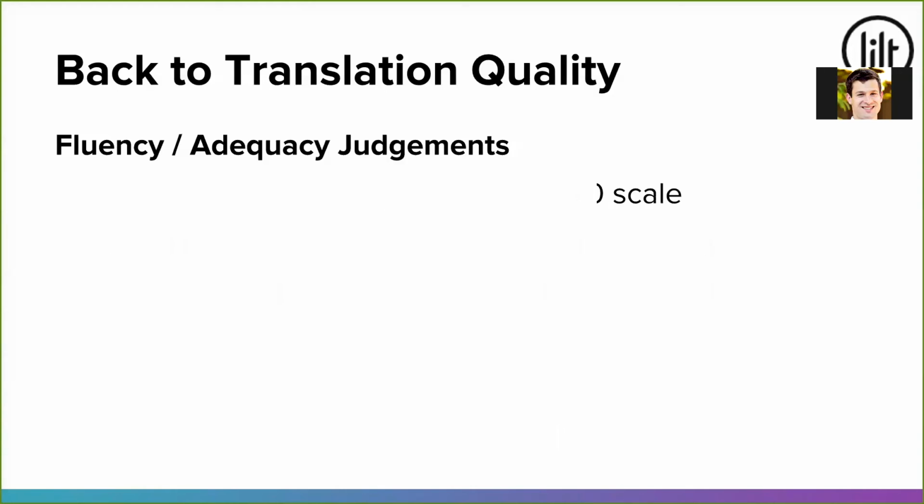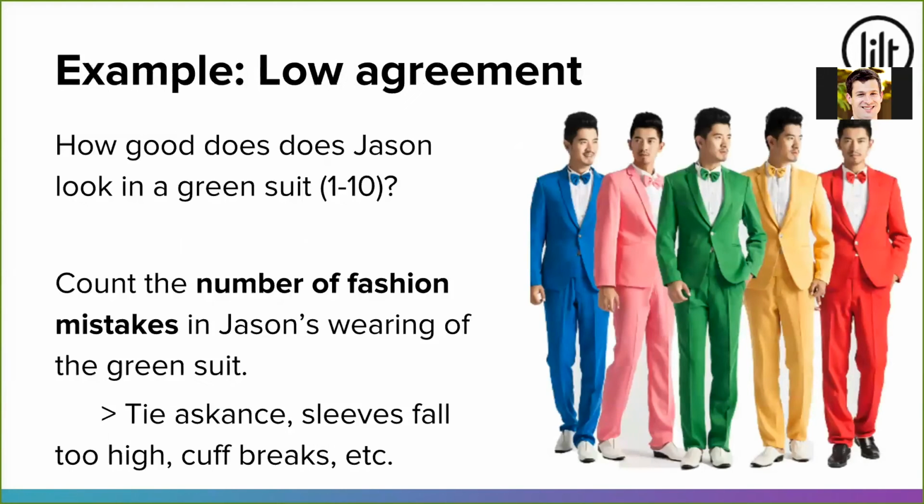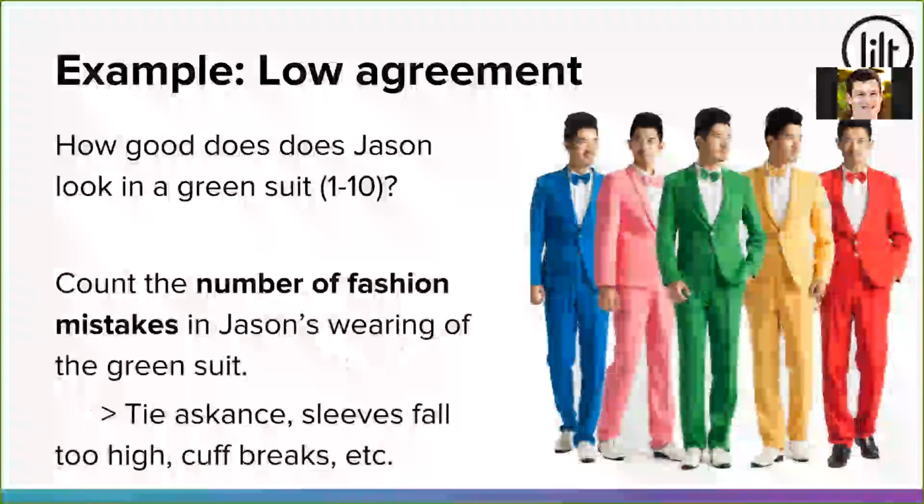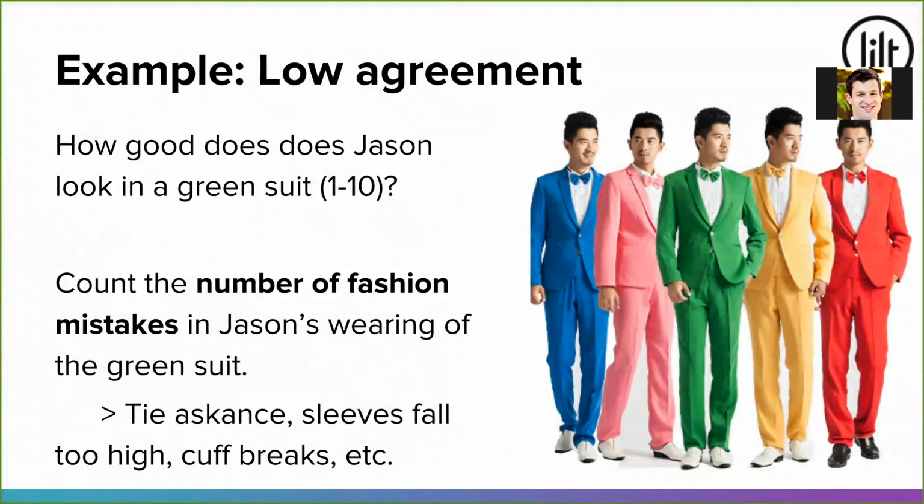Going back to the clothing example, think about writing very specific definitions for what tie askance means, and do the sleeves fall too high, and how do we specify what too high means, and what is the location of a good cuff break. I think it's relatively easy to imagine analogs in linguistic evaluation where things are subjective, so you try to write very specific requirements for them, but boy, that's really hard work.